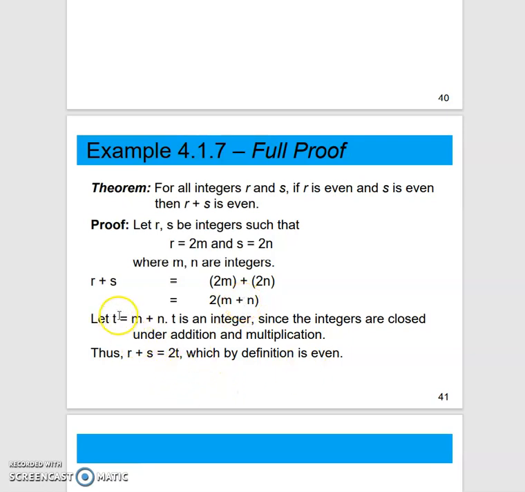Now that, I called it t here for short, that is an integer. Remember, if we add integers, I get an integer. So I can write R plus S as 2 times an integer, and that is my definition of an even number. So this is our first example of a nice full proof.